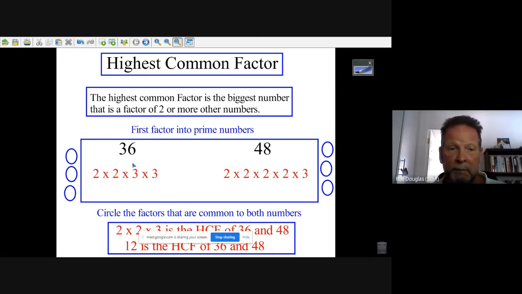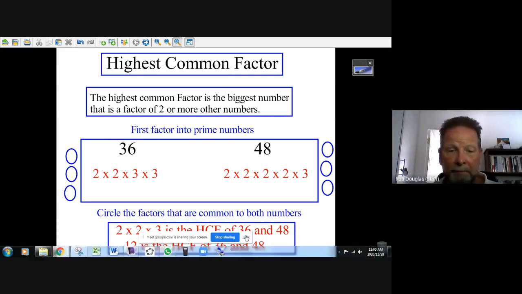Well, what we do is we factor it into prime numbers. We make a factor tree or any way you can and break it down so that it's just prime numbers multiplied together. 36 is 4 times 9, and broken down into its primes is 2 times 2 times 3 times 3. And 48 is 16 times 3. It's 2 times 2 times 2 times 2 times 3. So you use a factor tree and break down 48 and 36 into its prime factors.